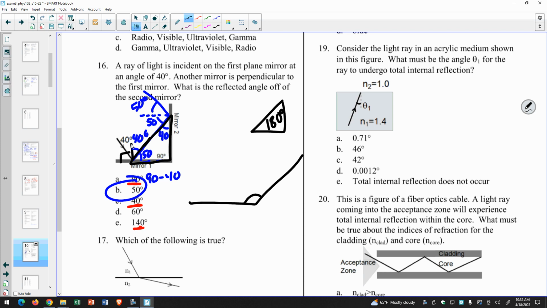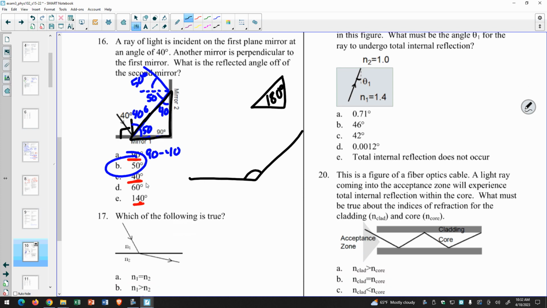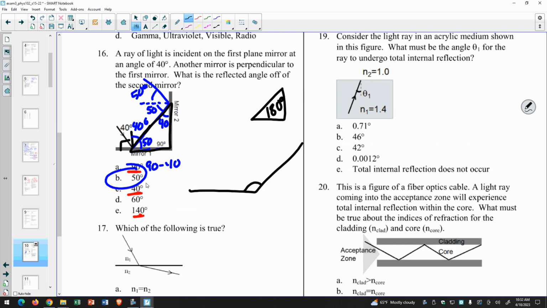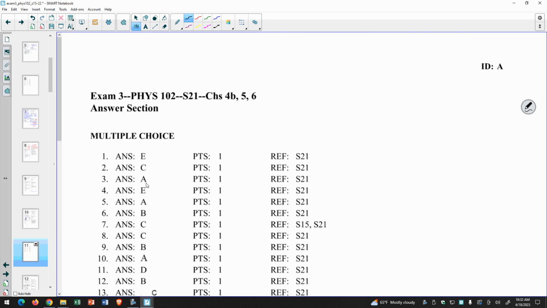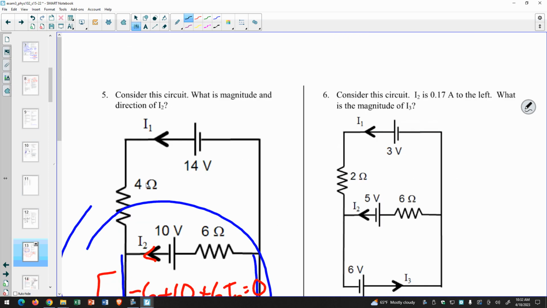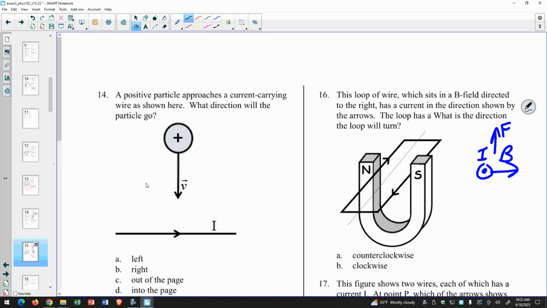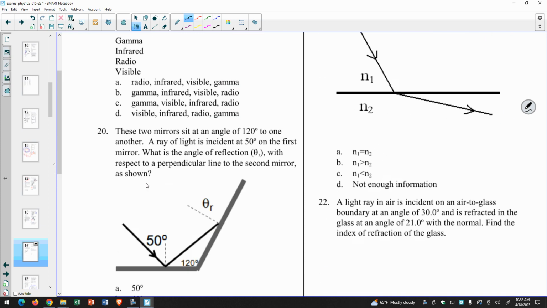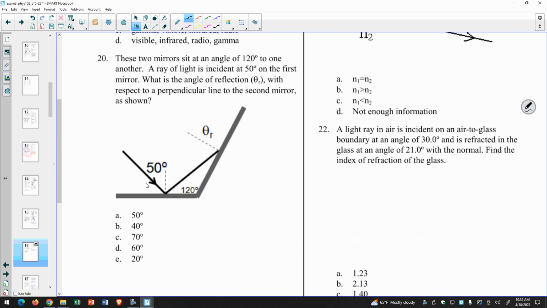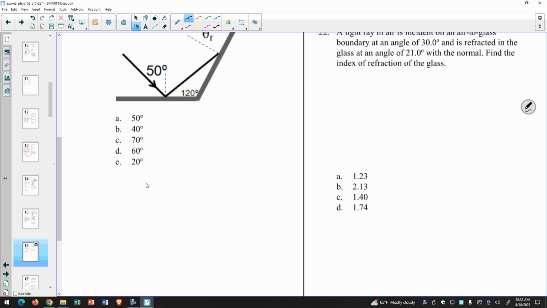What else? Number spring 2026. Yeah, the index of air is always 1. This one right here? Number 26? Okay.